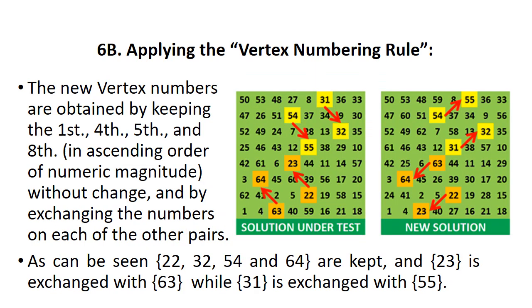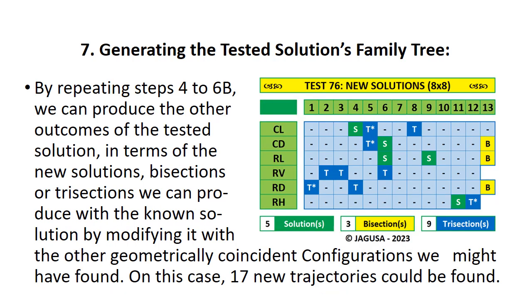6b. Applying the vertex numbering rule. The new vertex numbers are obtained by keeping the first, fourth, fifth, and eighth in ascending order of numeric magnitude, without change, and by exchanging the numbers on each of the other pairs. As can be seen, 2, 32, 54 and 64 are kept, and 23 is exchanged with 63, while 31 is exchanged with 55.